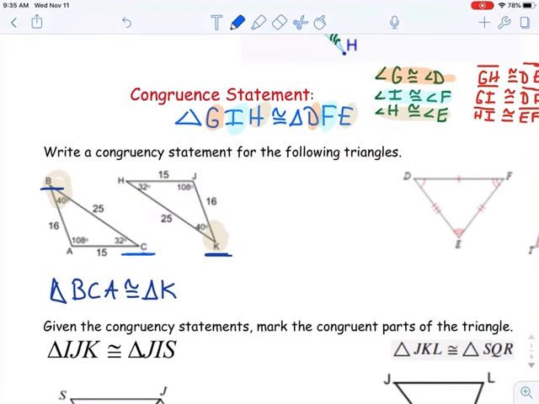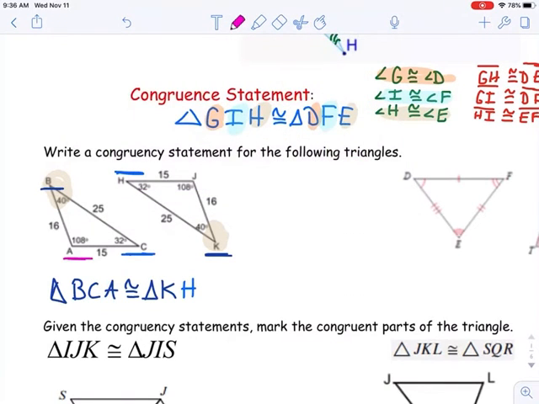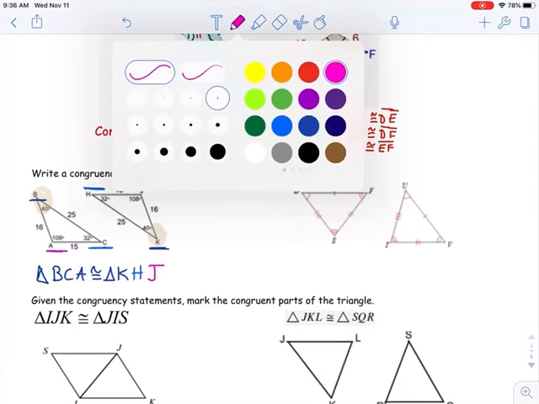All right. Since C is next, what angle corresponds to C? C is 32, H is 32. And then last, and certainly not least, A and J correspond. All right, so that's a congruency statement right there. The first triangle, the order doesn't matter, but it dictates the second order. All right. And then let's just knock out this last part.